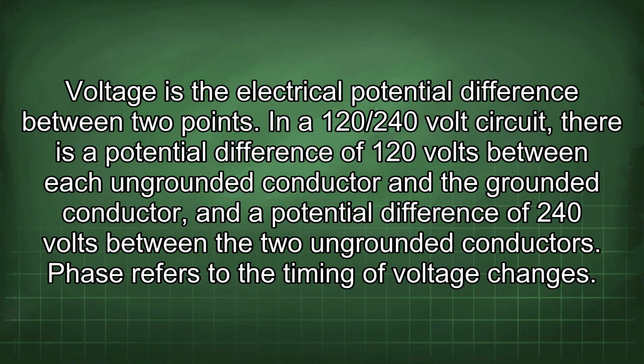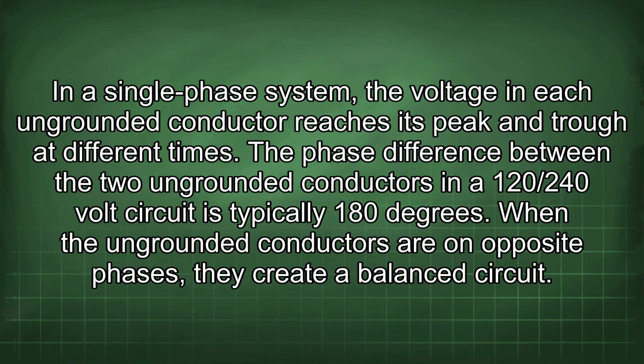Phase refers to the timing of voltage changes. In a single-phase system, the voltage in each ungrounded conductor reaches its peak and trough at different times. The phase difference between the 2 ungrounded conductors in a 120/240 volt circuit is typically 180 degrees.